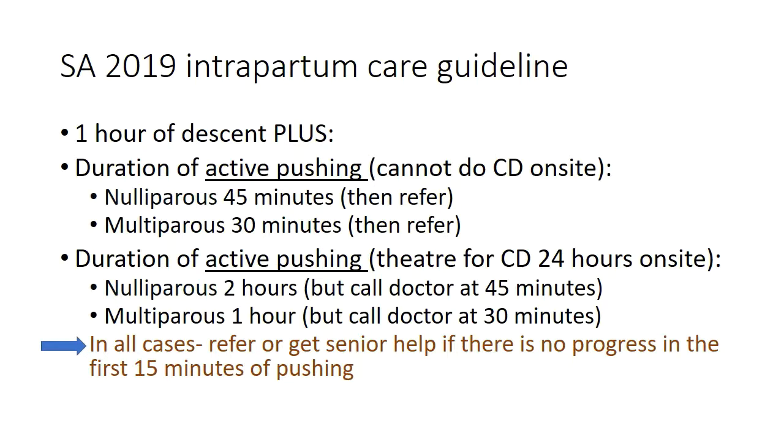If she is pushing in a facility that can do a cesarean section immediately, a 24-hour on-site facility, if it's a first baby, she can push for up to 2 hours, but you should call the doctor at least at 45 minutes to evaluate the patient to make sure there's not any missed problems. If it's a multiparous woman, she can be allowed to push for 1 hour, but again call the doctor at 30 minutes. But in all cases, just to be safe, if she starts to push or actively bear down, but nothing happens in the first 15 minutes, just get senior help to come and assess and see if there's anything that can be done.